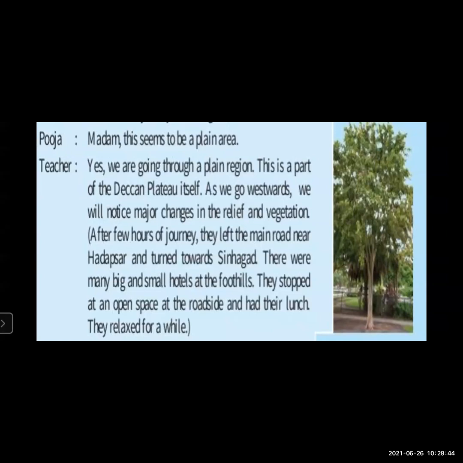After a few hours of journey, they left the main road near Hadapsar and turned towards Sinhagad. There were many big and small hotels at the foothills. They stopped at an open space at the roadside and had their lunch. They relaxed for a while.